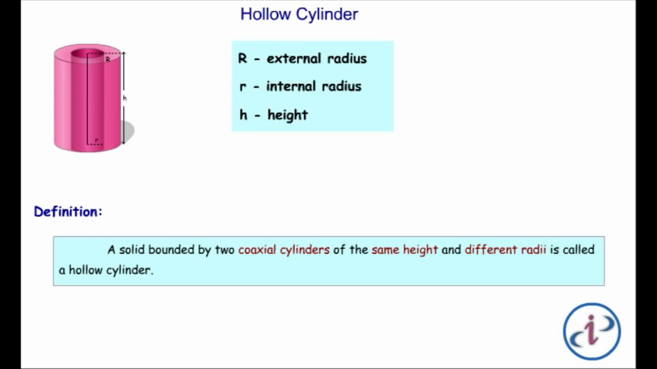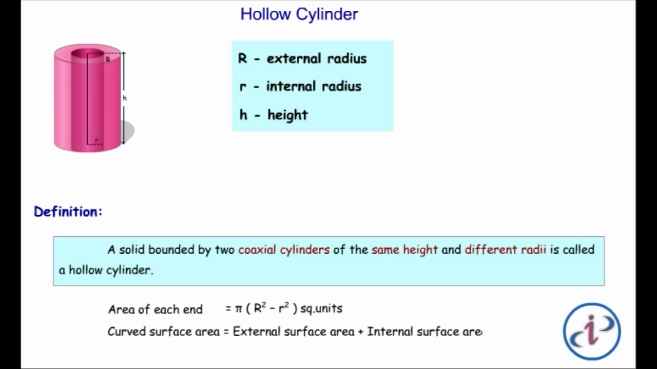Let capital R be the external radius and small r the internal radius of the hollow cylinder. H is the height. Area of each end is equal to area of outer circle minus area of inner circle. That is pi R squared minus pi r squared, which is equal to pi times R squared minus r squared. Curved surface area is equal to external surface area plus internal surface area. It is equal to 2 pi R h plus 2 pi r h, which is equal to 2 pi h times R plus r square units.